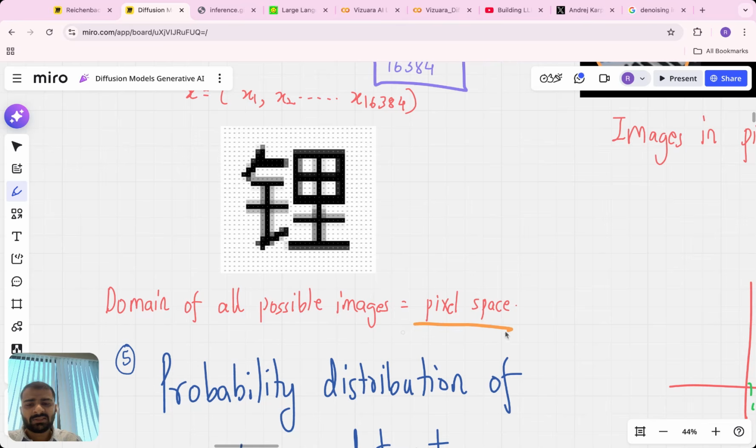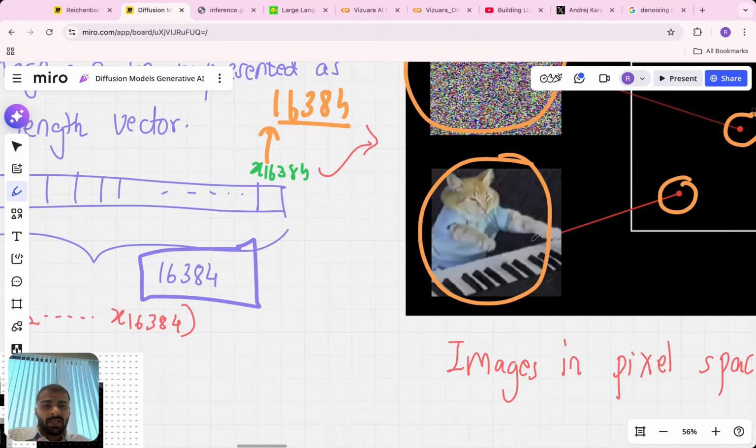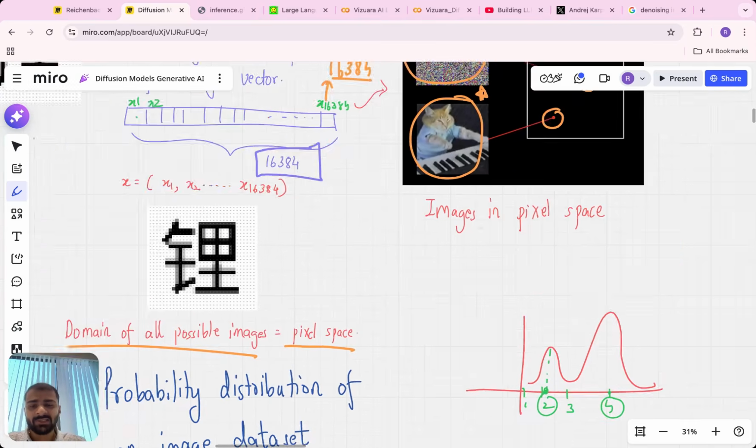So pixel space is essentially the domain of all possible images, right? You take all the images, you break them down into 128 by 128 pixels, and then you put a dot corresponding to that image in your higher dimensional space. That's your pixel space, and every image is mapped to a point. Similar to living in a city, where every person has a house or stays in a building, every image is mapped to a specific point in pixel space, right?